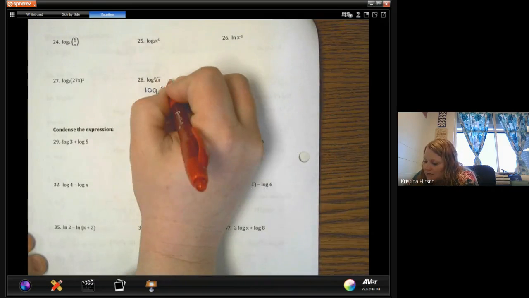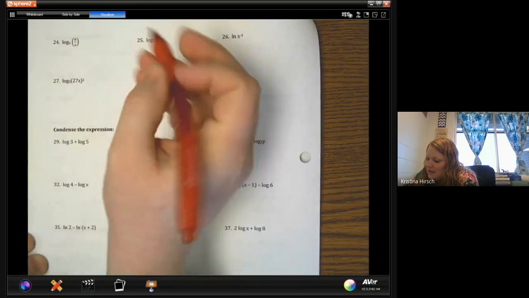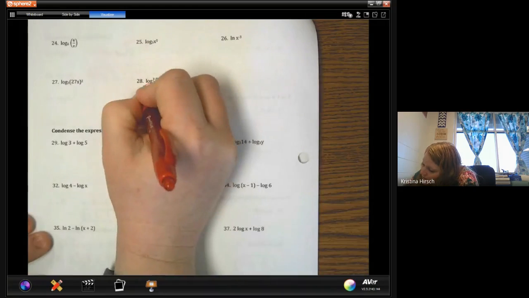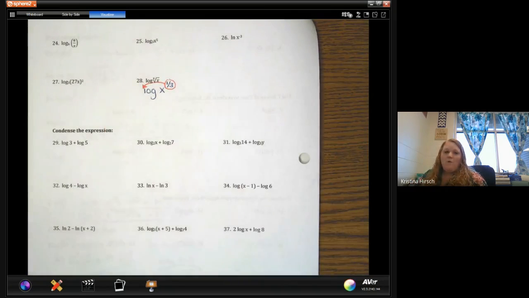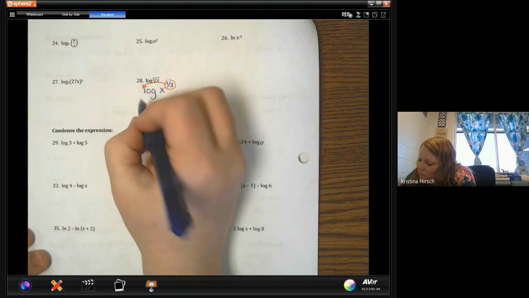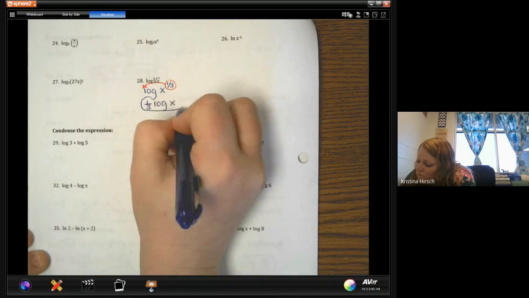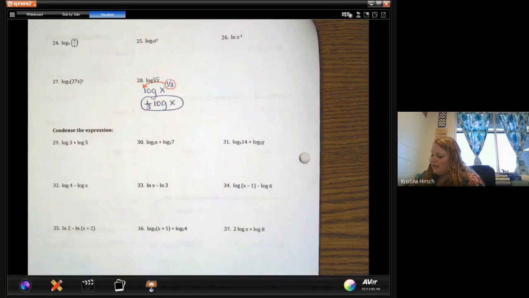And then we have that exponent. So what do we do to the exponent? Because we're expanding. That says expand. I spelled that wrong for some reason. So we'd bring that 1/3 to the front and we would have 1/3 log x. So that was probably a little bit tricky.